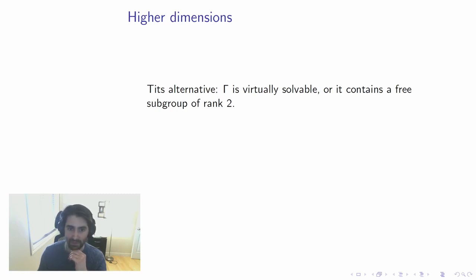So now, when you think of dimensions higher than 1, one thing that becomes useful is the Tits alternative, which says that when you have a linear group which is finitely generated, so all the groups that we will be looking at here are finitely generated, and they are subgroups of a linear group because you can put the affine group inside the linear group of one higher dimension. The alternative says that there's two possibilities. Either gamma is virtually solvable, or it contains a free subgroup of rank 2.